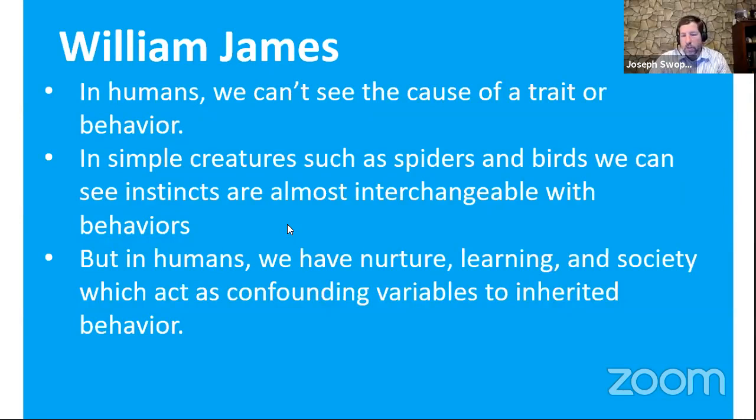So if we look at spiders and birds and even a puppy who was raised without seeing another dog, which is a horrible way to raise a puppy, but if you raise a puppy that has never seen another dog, how does that puppy know to lift his leg? So in simple creatures, we can see instincts, but in humans, here's the problem: confounding variables. We have nurture, we have learning, we have a society. So it's difficult to see which behavior is purely caused by an instinct, by evolutionary processes.